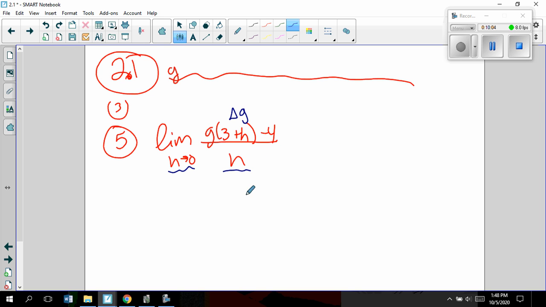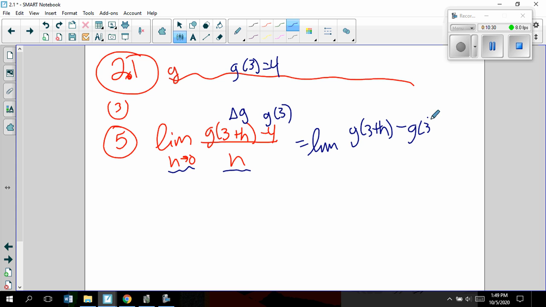And so I'm going to check my notation. So here is g of 3 plus h. If this was that formal definition, this value should be g of 3. And so I look up here in my directions and I see like the second thing says g of 3 equals 4. So really I could rewrite this. You don't have to rewrite this, you just need to recognize this. I'm going to show you that. So this is g of 3 all over h, and h going to 0. Well, this is your setup for your formal definition of a derivative, which means it is asking you what is g prime of 3.